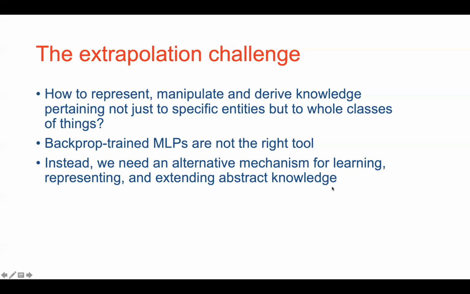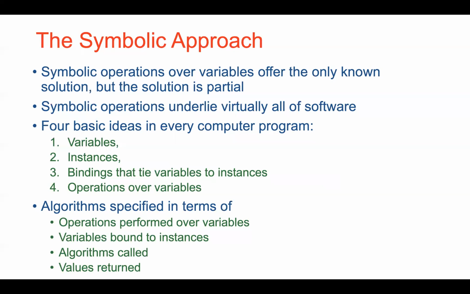In this seminar, I had mentioned earlier that we might be covering a few things in probabilistic graphical models, and that is an alternative mechanism. You can actually do learning in that kind of mechanism, where we are dealing with probabilistic graphical models, where causality is an issue and so on. So there are some solutions, but it has not been brought into a hybrid type of system which involves deep learning and symbolic learning. The symbolic approach, symbolic operations over variables, offers the only known solution. So how do we deal with generality and causality? The symbolic approach offers a solution.